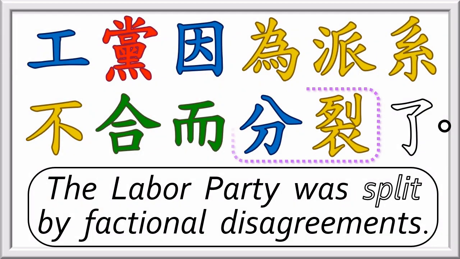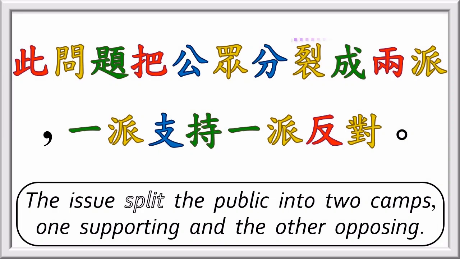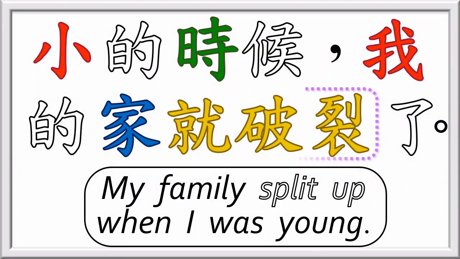工党因为派系不合而分裂了。The Labour Party was split by factional disagreements. 此问题把公众分裂成两派，一派支持，一派反对。The issue split the public into two camps, one supporting and the other opposing. To express the idea of bursting, rupturing, or breaking up, 破裂 is a possible choice. 小的时候，我的家就破裂了。When I was young, my family split up.